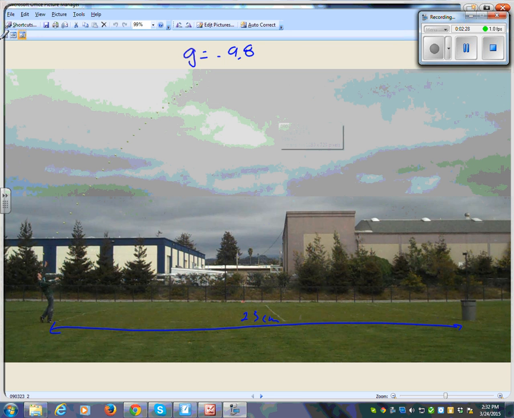If you had to guess in real life how far apart the guy and the garbage can are, what would you guess? 15 yards. Why do you say that? 20. 20 yards. Yeah, I know it's 20 yards. Okay, so you think it's 20 yards.